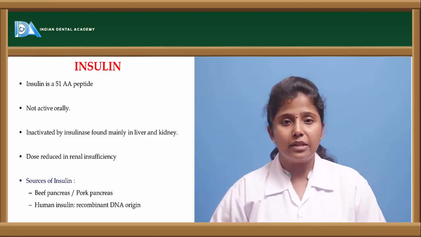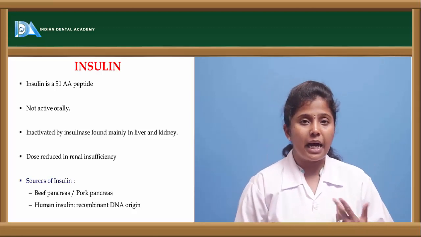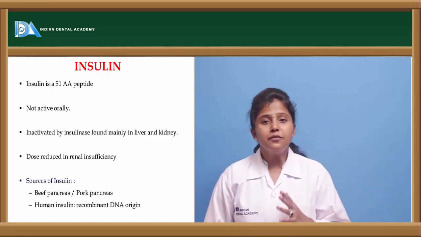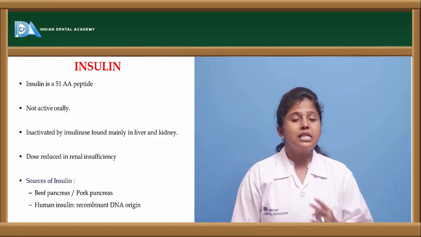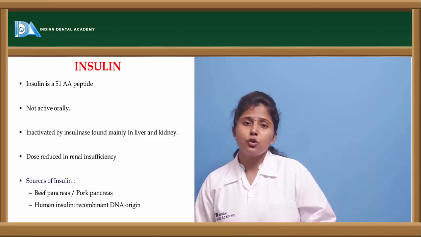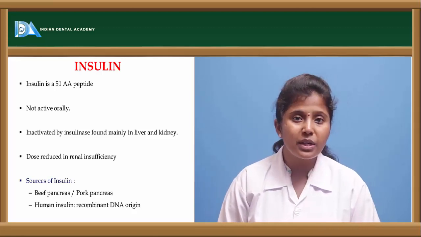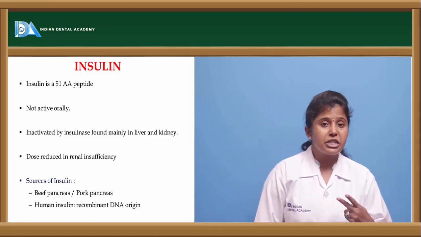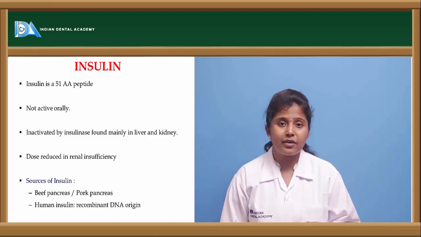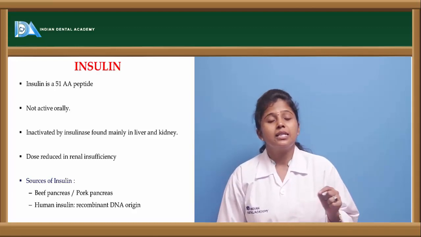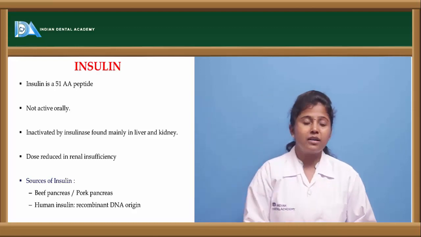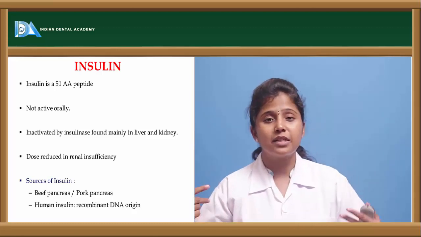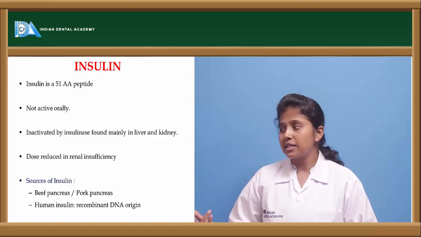Now let us see what insulin is. Insulin is a peptide hormone containing 51 amino acids. These 51 amino acids are present in two chains, one chain containing 21 amino acids and the other containing 30 amino acids. These two chains are bound by a disulfide bond, through sulfur atoms.